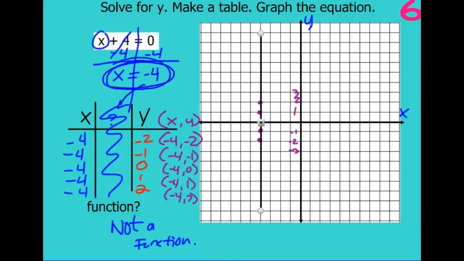Should form a vertical line that goes through all of those points. And this one is not a function, and we'll explain why in a couple days when we talk about slope.